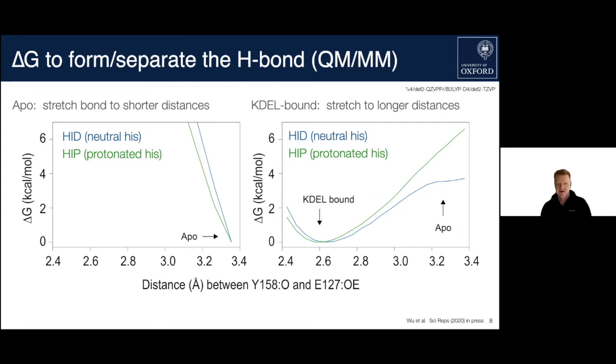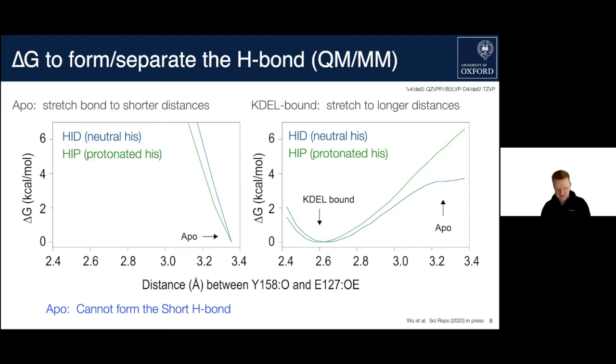as we try to push that closer together. If, on the other hand, we start from the KDEL bound state and try to stretch the bond towards what it would be in the apo state, then you can see here that there's a well, obviously, for KDEL bound here. And as we try to stretch that, you can see we move to increasing energy. And the important thing here is that the protonated histidine also would favor you staying in the KDEL bound state. So there's an energy penalty for moving away from that KDEL bound state that's increased when the histidine is protonated. Again, this is all consistent with what we learned in the previous two sets of calculations.